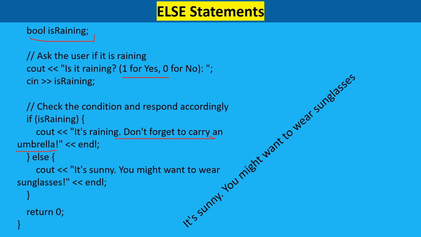If the value of raining is 0, the else block executes and prints the sunglasses suggestion.